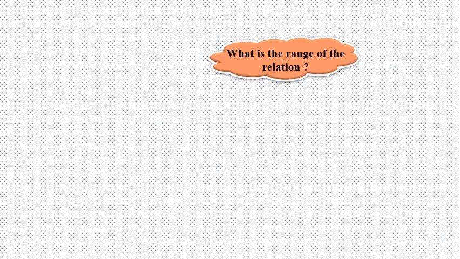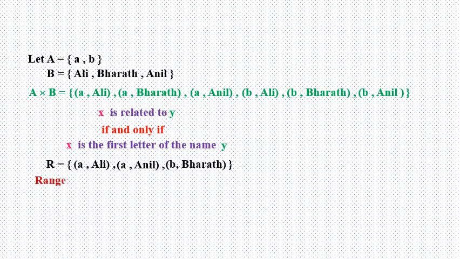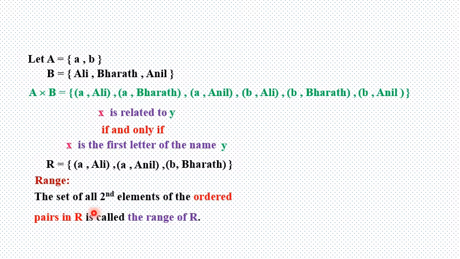What is the range of the relation here? Look at this. Range is nothing but the set of all second elements of the ordered pairs. So here the range becomes Ali and next Anil and then Bharat. This becomes the range. I hope you can understand now.